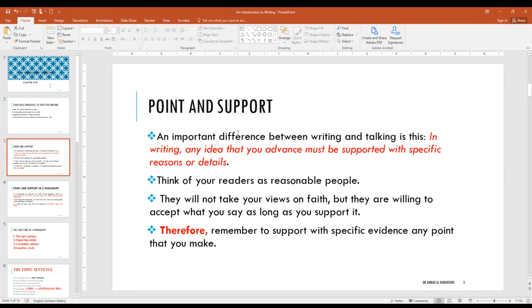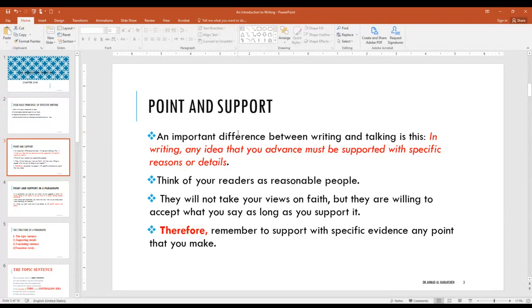So what I mean here is, when you present an idea, you must support your idea with specific reasons. When you talk about drugs, for example, you should provide us with reasonable details and support about drugs. How many people are killed yearly as a result of drugs? What are the crimes that happen as a result of drugs, and so on?